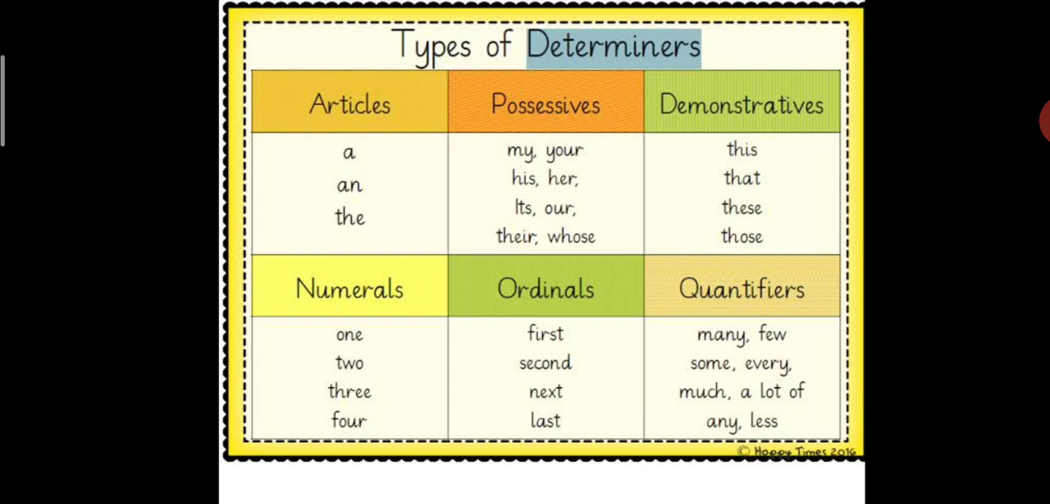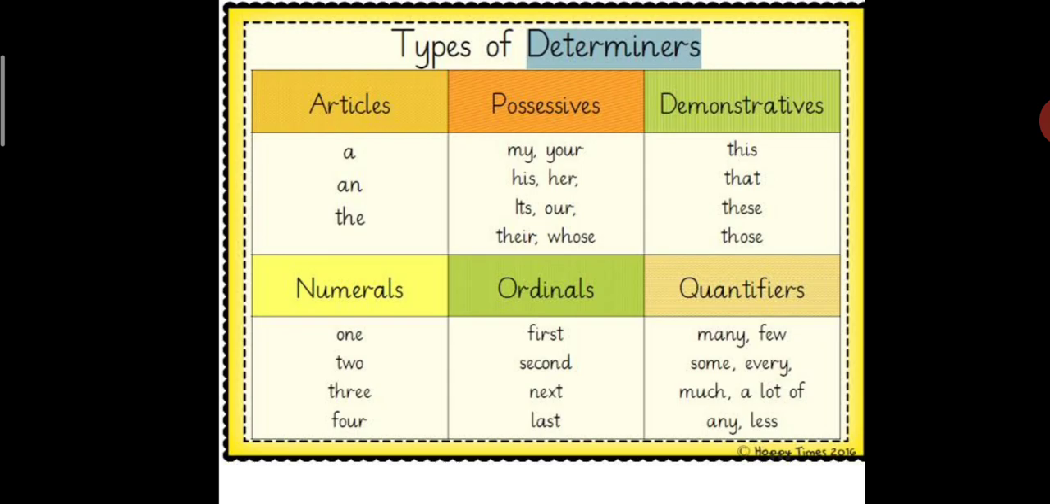Now there are different kinds of determiners. The first one is the articles, a and the. Then numerals: 1, 2, 3, 4, like this. Then possessives, which means belonging to you: my, your, his, her, its, our, their, whose. They are possessives, meaning belongings. Then come the ordinals, that is the numbers: first, second, third, next, fourth, seventh, like this.